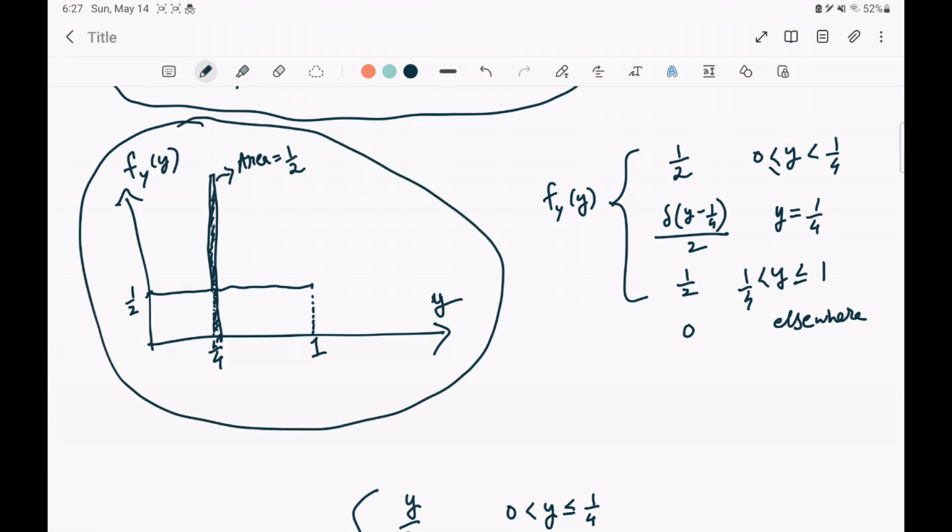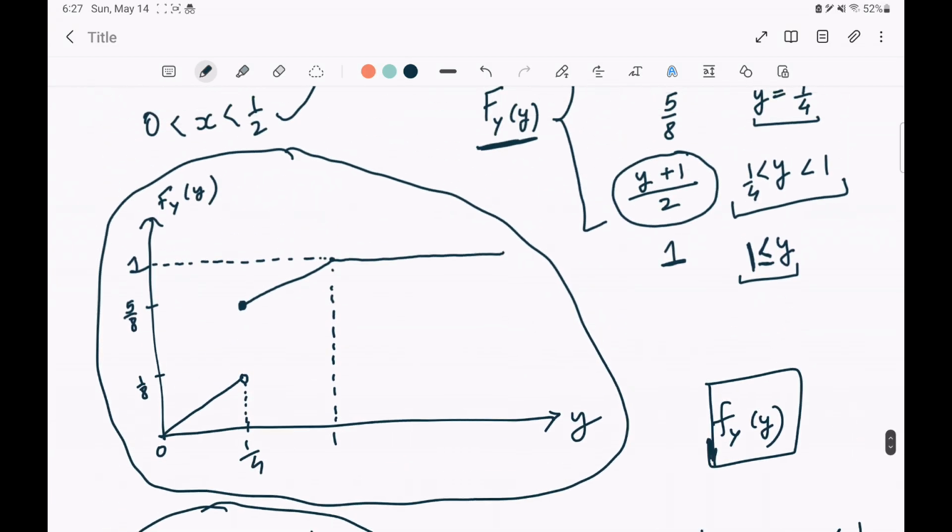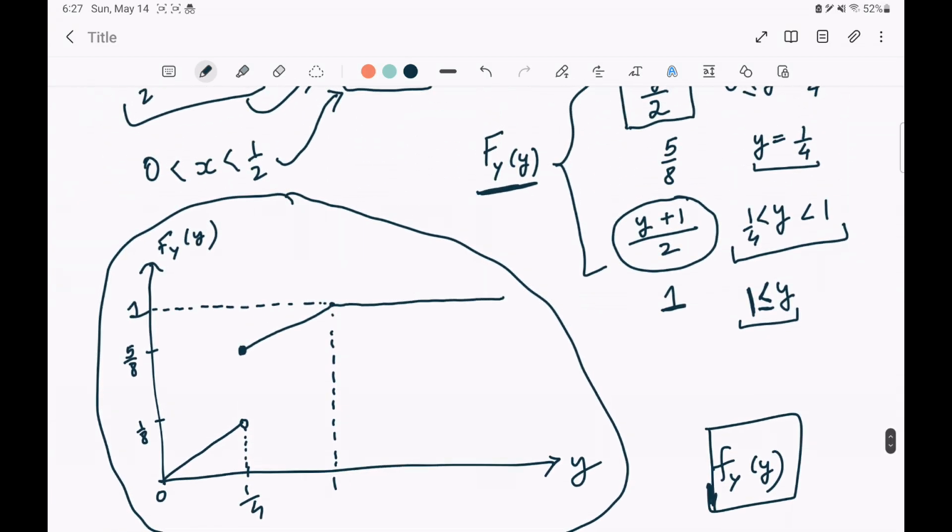So in this video you have learned how to transform a random variable in such a case where the transformation function is non-invertible.